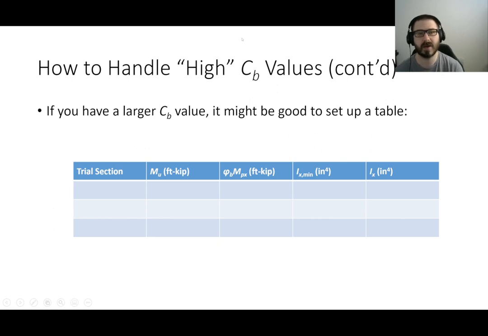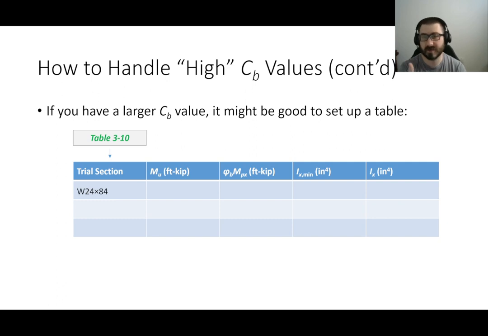All right. So how do you handle a high CB value from an efficiency standpoint in your calculations? I think it's a good idea to set up a table. I'm an engineer. I like setting up tables. So let's take this problem and let me show you how it would work out.